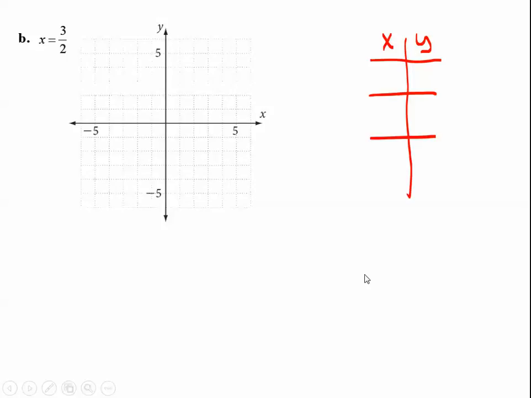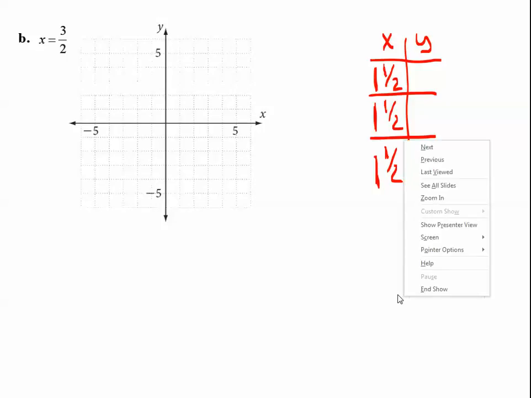it just means x is always 3 halves. The only thing is, I like to change it to a mixed number. So are we okay with 1 and 1/2? But this is what it means. X is always 1 and 1/2. It does not change. It stays constant. So x is always 1 and 1/2. You can't change x at all because x has already been defined.